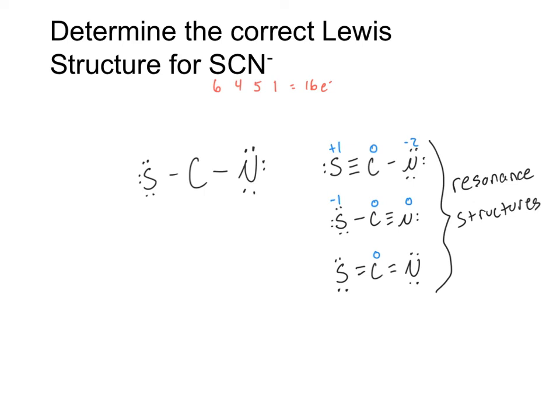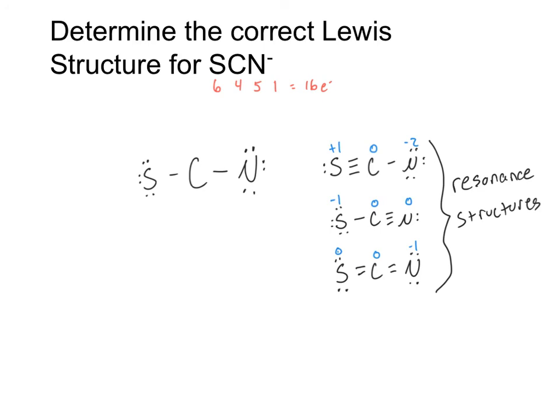In our third structure, sulfur comes with its 6 valence electrons. It has 1, 2, 3, 4, 5, 6 electrons around it for a formal charge of 0. Nitrogen comes with its 5 valence electrons. It has 1, 2, 3, 4, 5, 6 electrons around it for a formal charge of -1. 0 plus 0 minus 1 equals -1, which is the charge on SCN-. And so this also seems to be a valid formal charge analysis.